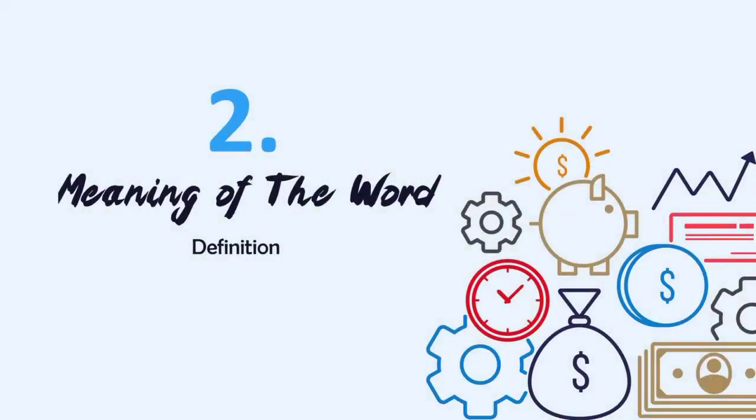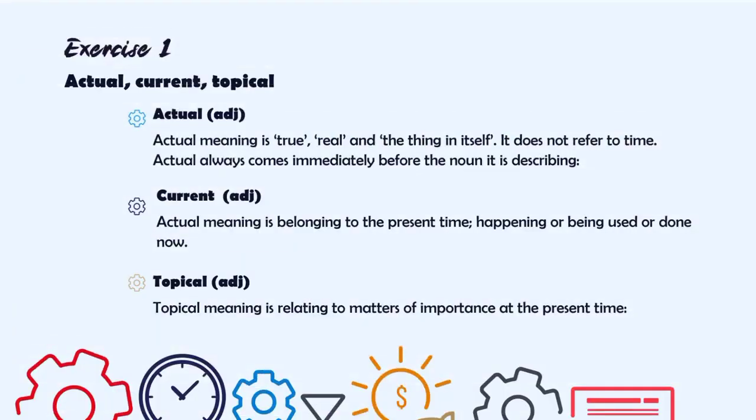Secondly, we're gonna talk about the meaning of the words. Exercise 1. Actual, current, topical. First, actual. Actual is an adjective. Actual means true, real, and the thing in itself. It does not refer to time. Actual always comes immediately before the noun it is describing. Example, the estimate was much less than the actual cost.